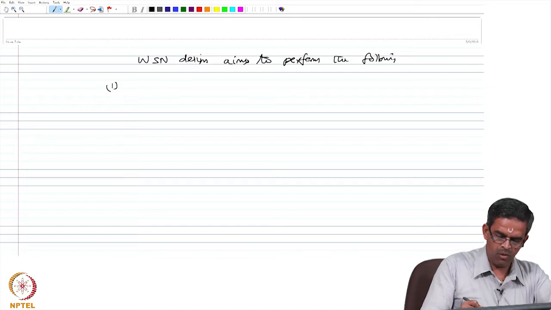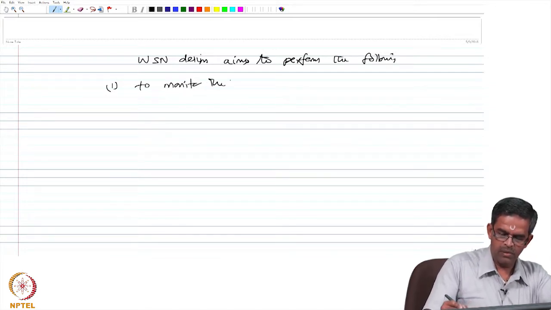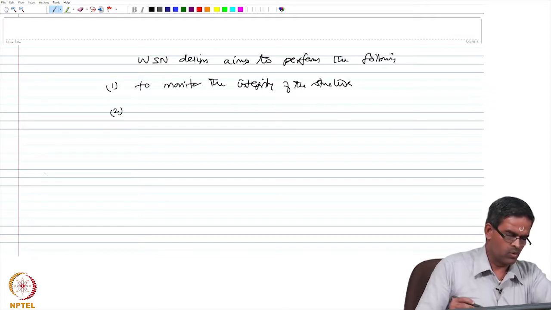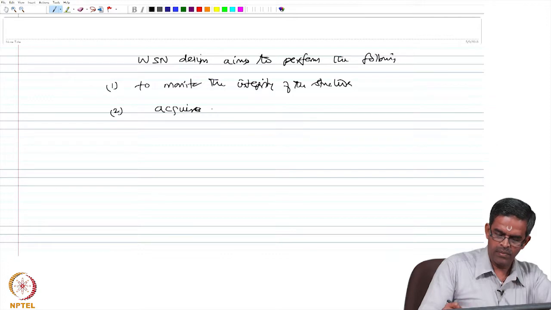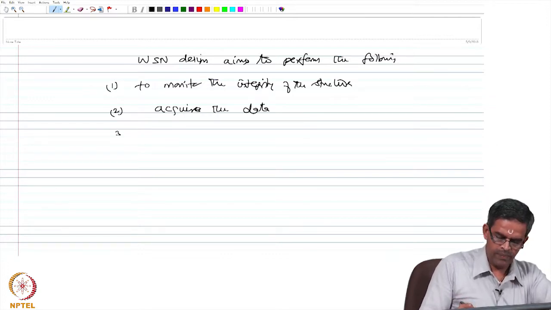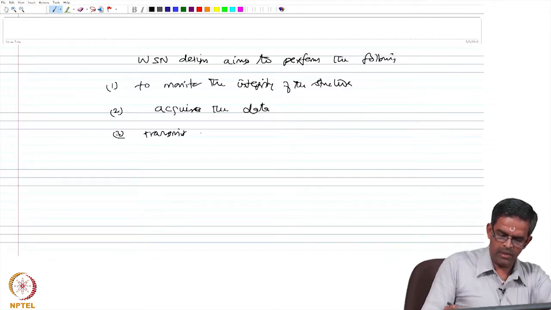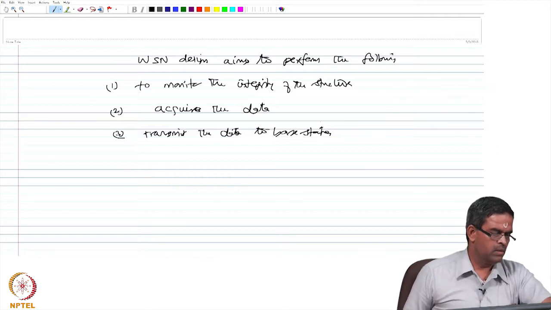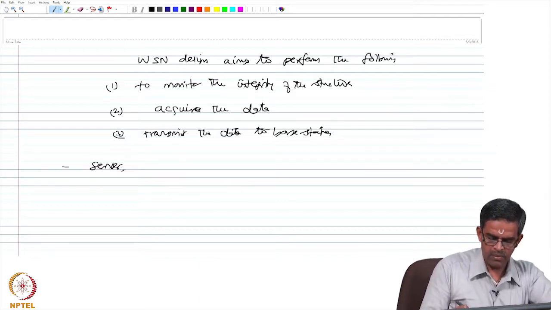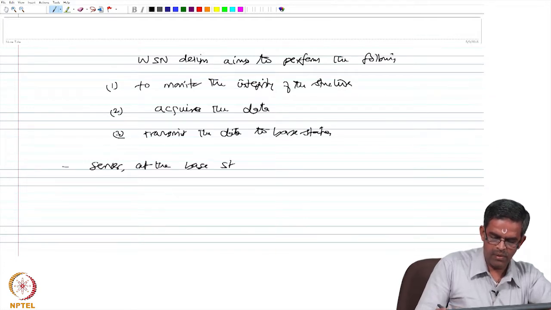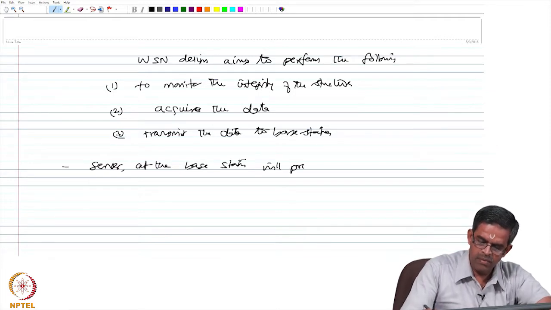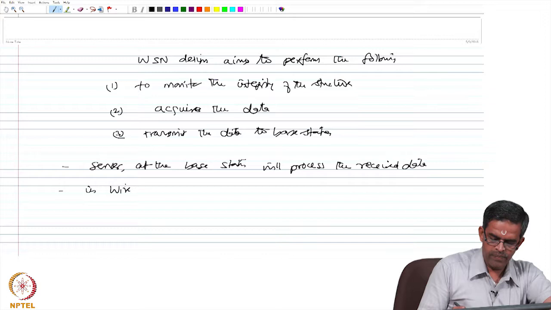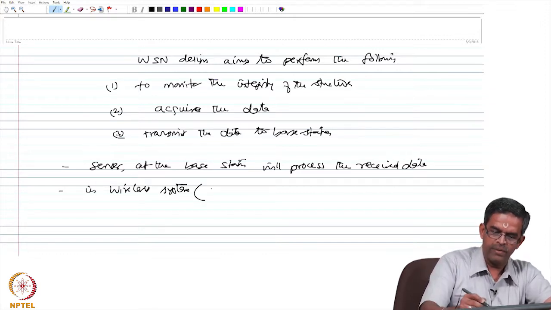The wireless sensor networking design aims to perform the following: 1 to monitor the integrity of the structure, 2 to acquire the data, 3 to transmit the data to the base station. Now, the server at the base station will process the received data in wireless system, which is different from wired system.